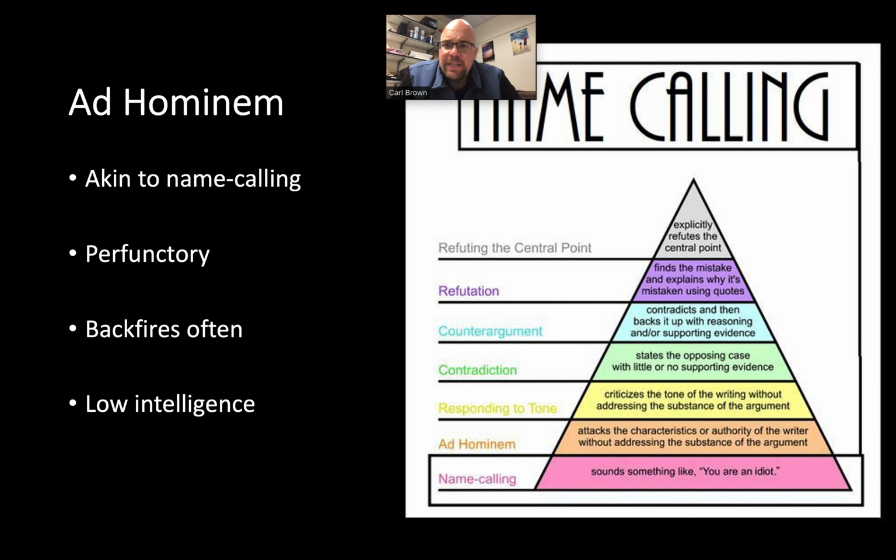So the first one up is ad hominem, which is basically name calling. It often backfires. People don't like that generally. Now, pre-Donald Trump, this was almost like only a child's thing to do. Now I think we're in a different world, in a different era, and some people like it. Those people also probably have very low intelligence. It's just the way things shake out. So that one is one we want to get rid of.